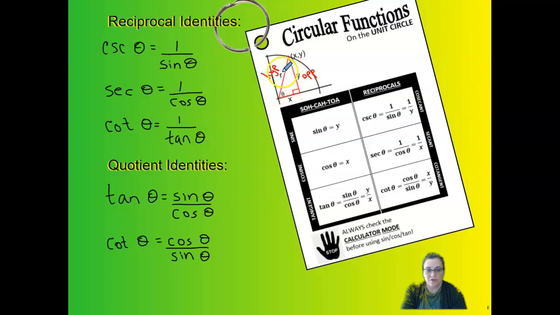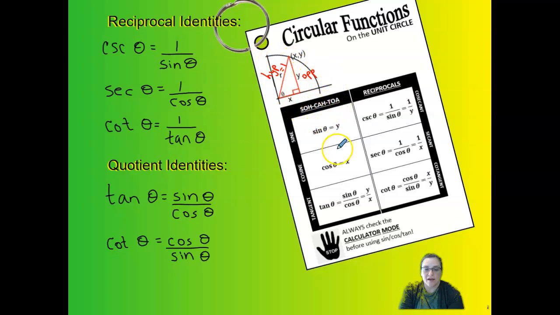On a unit circle, the radius is equal to 1. So the sine of theta on a unit circle is y over 1, which is just y. So the sine of the angle is the y coordinate of the point where the terminal side intersects the circle.